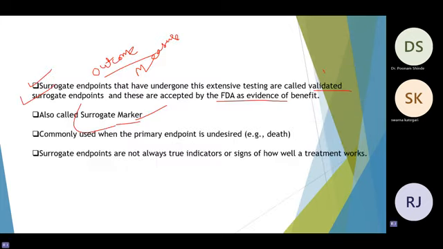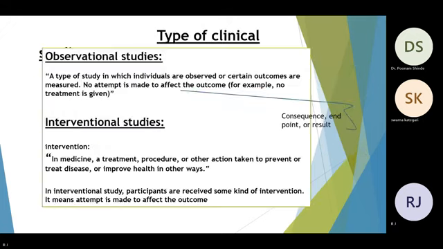So till now we learned about discovery, preclinical, phase 1A, phase 1B, phase 2A, phase 2B, primary objective, primary endpoint, secondary objective, secondary endpoint, and surrogate endpoint. Okay. Now we'll see the classification of clinical studies. So mainly there are two types of clinical studies: observational studies and interventional studies. Whatever we have learned so far is regarding interventional studies.